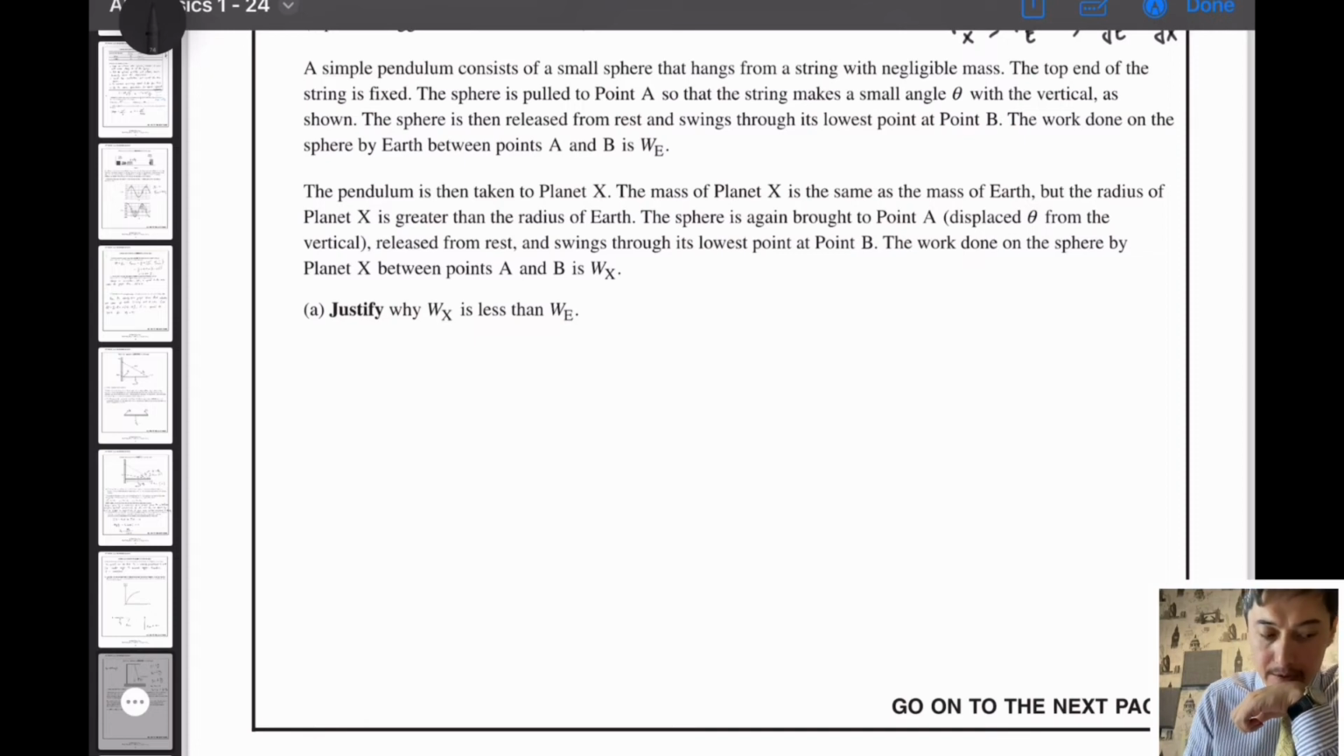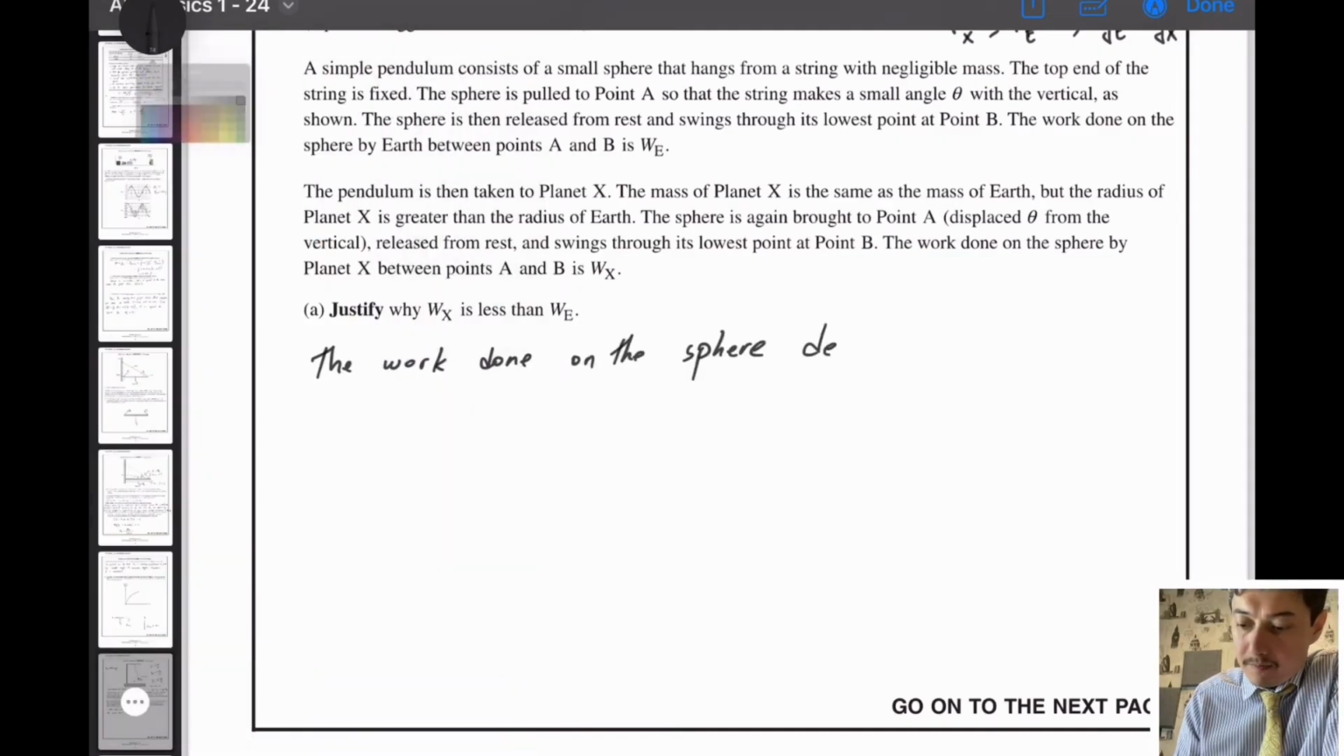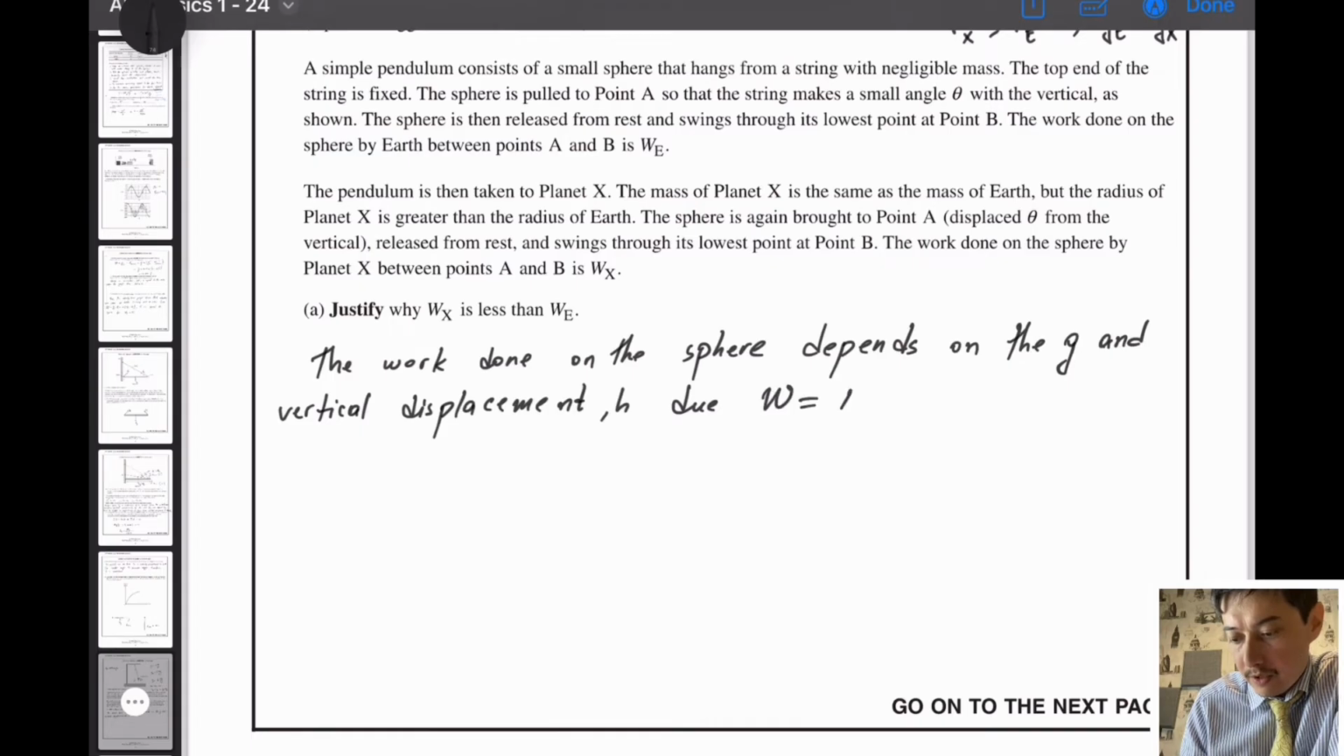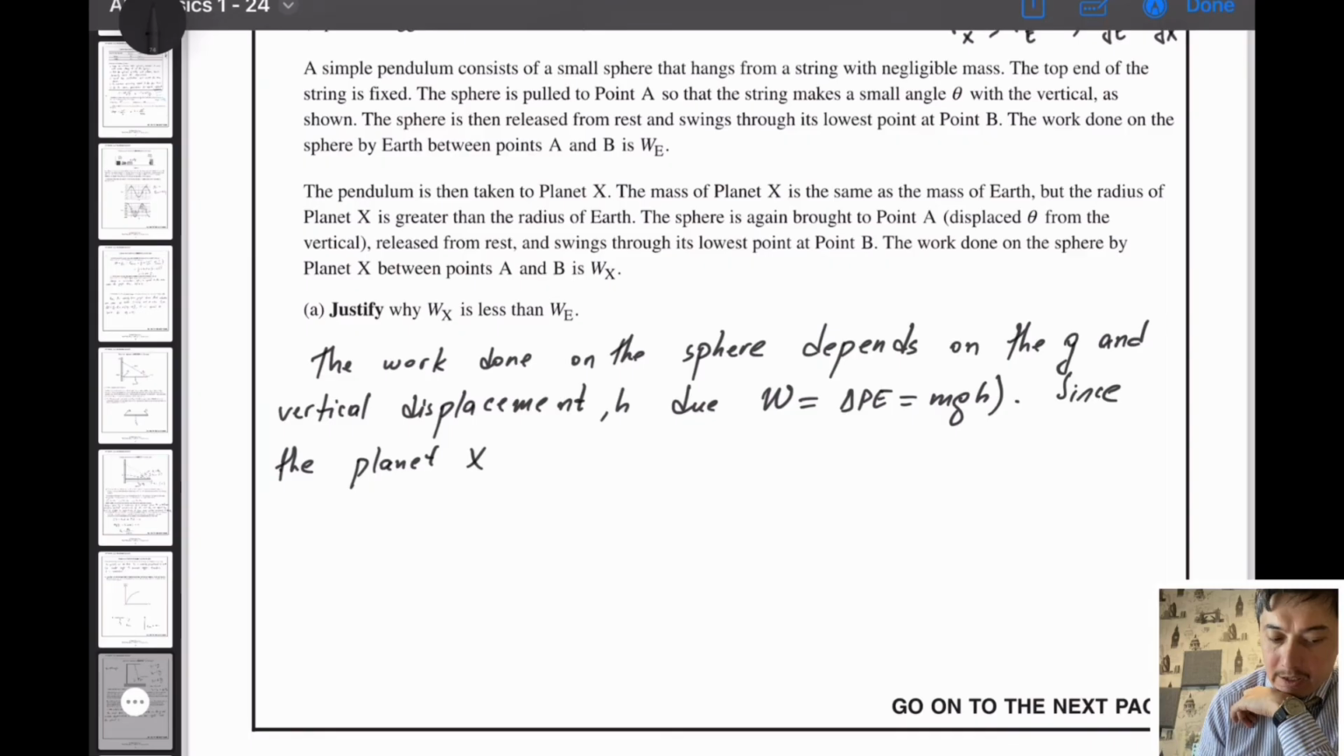Let's bring everything together. Let's start with the work concept. The work done on the sphere depends on gravitational strength g and the vertical displacement, let's call it h. Let me write also the equation. Work is change in potential energy, equal to mgh. Now let's justify why planet X has got lower g. Since the planet X has greater radius and same mass.